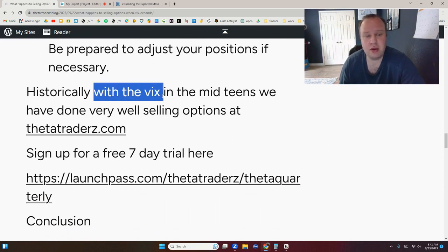So historically, when the VIX is in the mid-teens, we've done very well selling options. Typically, when the VIX is at 16, 17, we're doing really well in the zero DTE options. Currently, we have 14 winning trades in a row in the zero DTE. And when the VIX is a lot lower, there's a good chance we could stop out because the small moves will get us at the 3x stop. However, when the VIX is higher, we can take advantage of those smaller moves and not necessarily stop out on it.